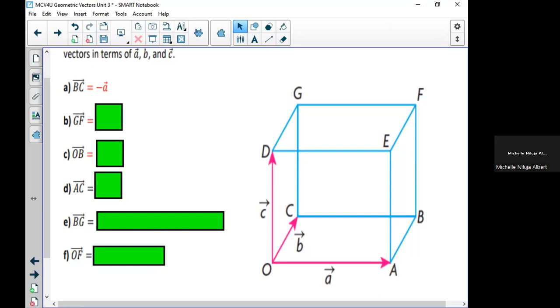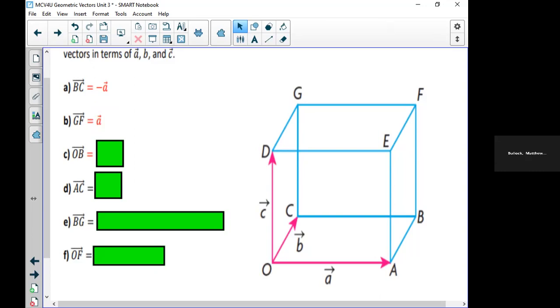Yeah, okay. How about GS, everyone? Anyone have a solution for the next one? You want to get GF? I hear a lot of A's. Okay. Vector A. Hooray. Okay, vector OB. We're representing in terms of A, B, or C.